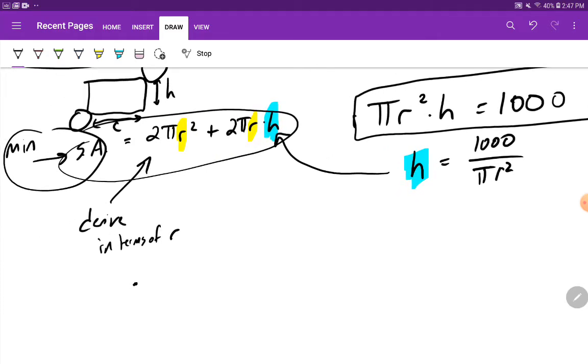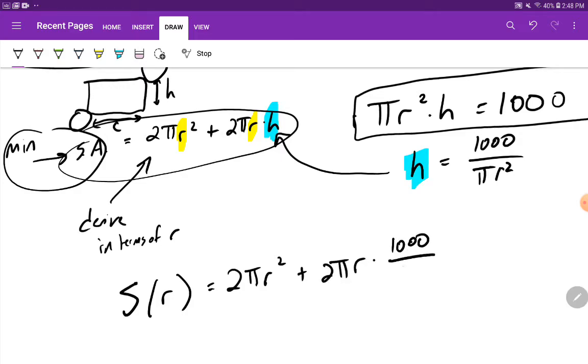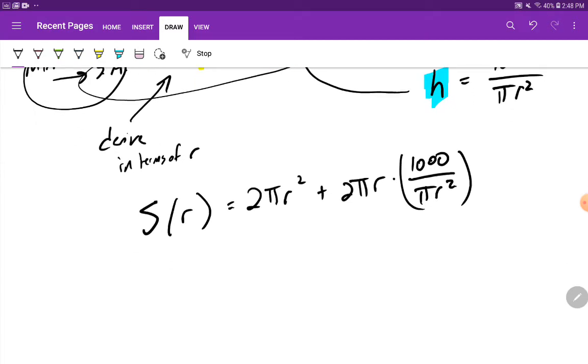Usually functions are denoted with, I'll just do S of r, right? So S for surface area, in terms of one variable, in this case it's r. So we're going to rewrite this as 2 pi r squared plus 2 pi r times 1,000 over pi r squared. And this is it. This was the hard part of the problem, right?